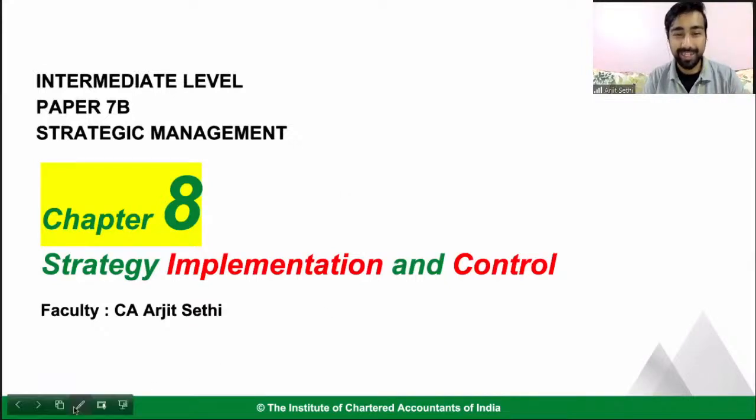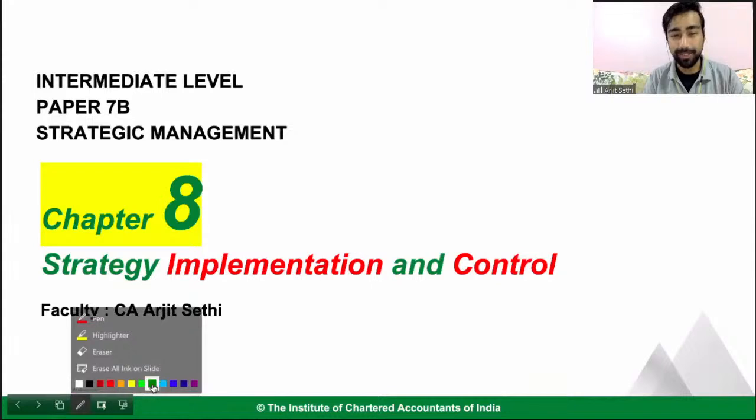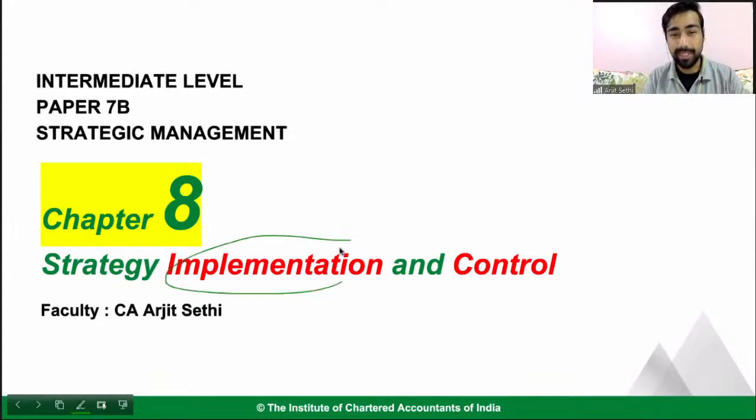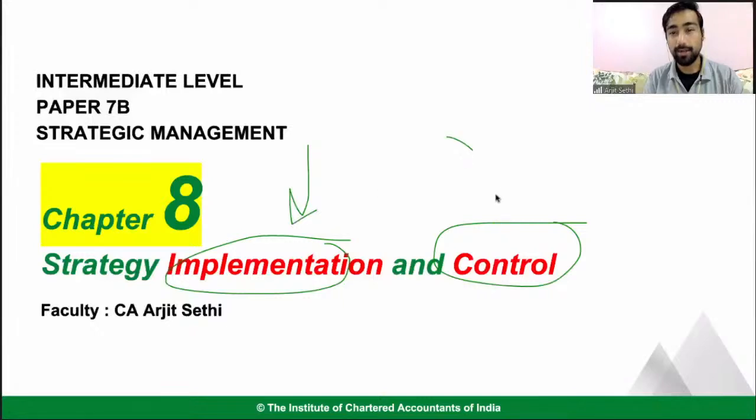And what you check is basically what we are going to do today. What we are going to do today is implementation and control. How do you implement a strategy, and how do you control that strategy, that what I'm doing, what I planned is actually what I ideally wanted to do, is it actually happening or not? That is what we are going to study in chapter 8, implementation and controlling a strategy.